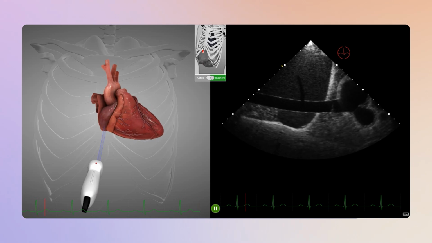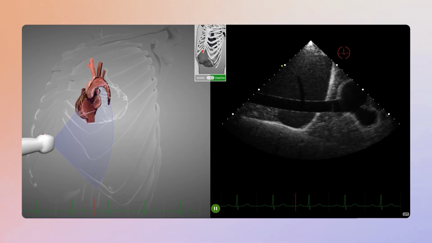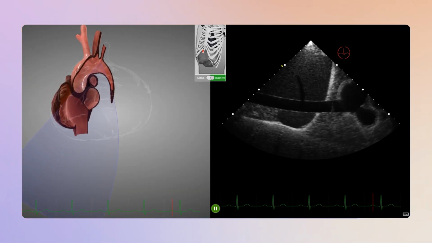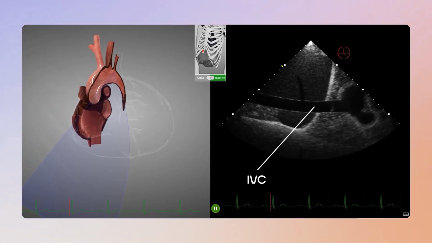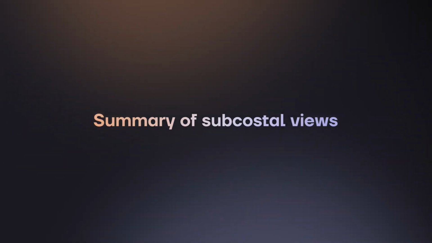On this 3D representation, you can see the ultrasound beam still slicing the heart from below, this time in a transverse plane, capturing a cross-sectional view of the IVC entering the heart. To summarize, from the subcostal window, two standard views are acquired.